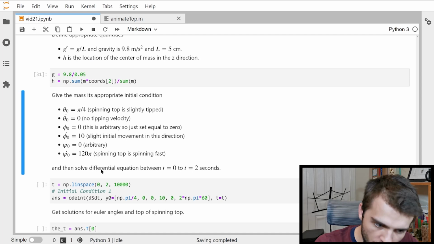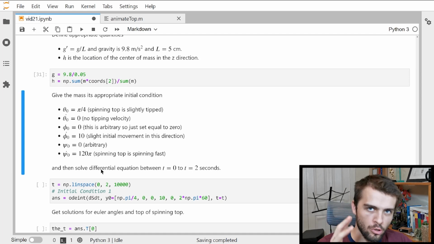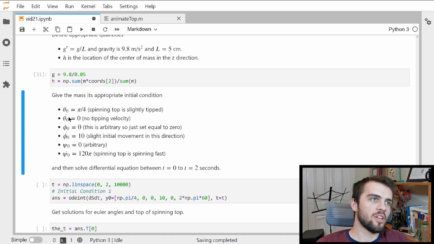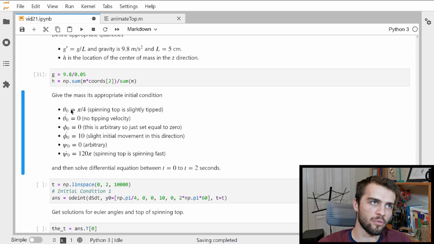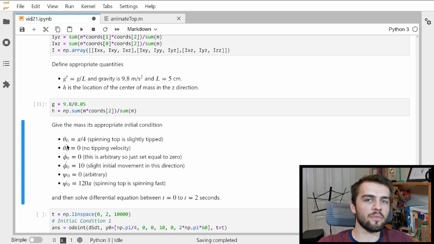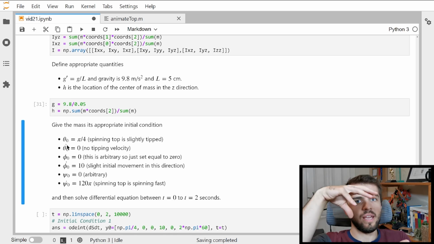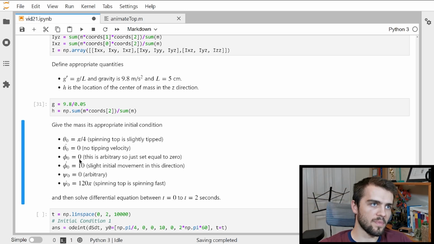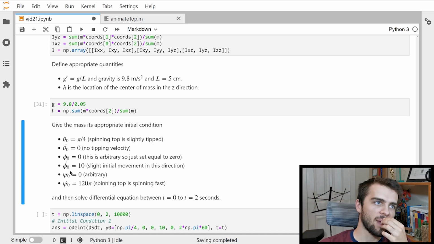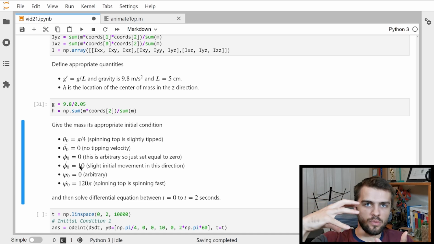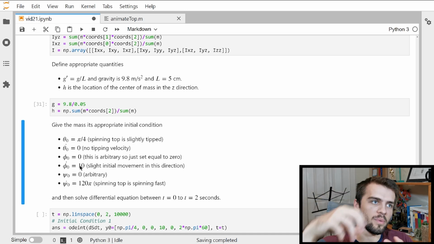So, of course, when I'm solving a differential equation, I need to give the appropriate initial conditions. So I say that theta naught, which is the initial tilt of the spinning mass, is pi over 4. There's no tipping velocity, so it's not tipping, it's just 0 velocity when it starts. Phi naught is equal to 0. This is just arbitrary. Remember, phi is like the rotation like this. So phi equals 0 is just arbitrary, and phi naught dot is 10, so it's slightly revolving around when it starts. Psi naught is equal to 0.